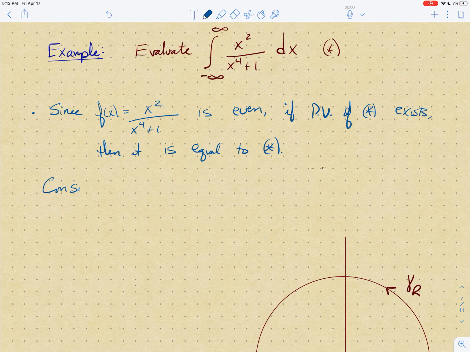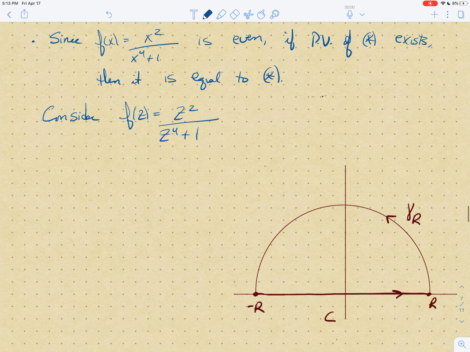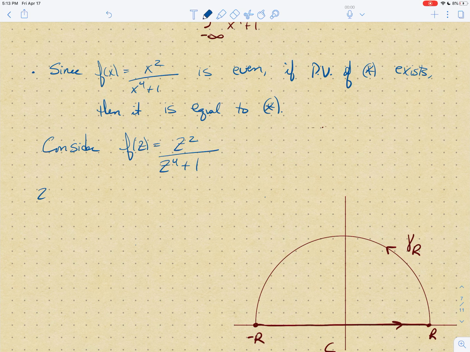And so we're going to consider f of z equals z squared over z to the fourth plus 1. And we're interested in where the singularities are for f of z, where are the zeros of the denominator. And so we're going to set z to the fourth plus 1 equal to 0. We're going to solve. And of course, we're just going to get the fourth roots of unity. You guys know how to do that.